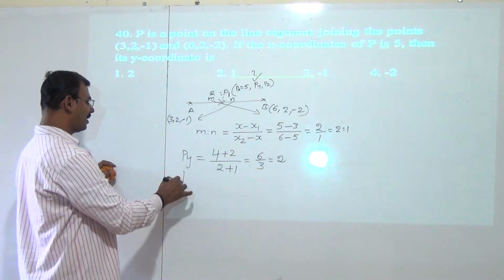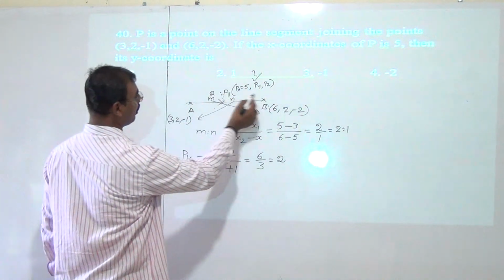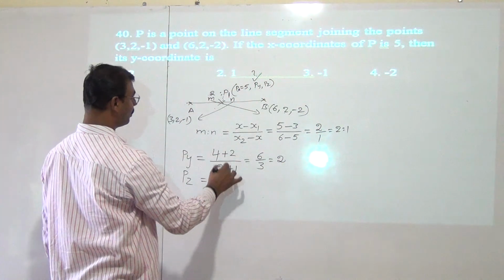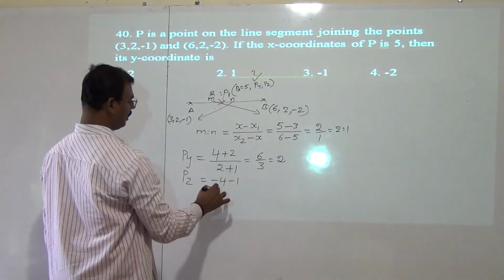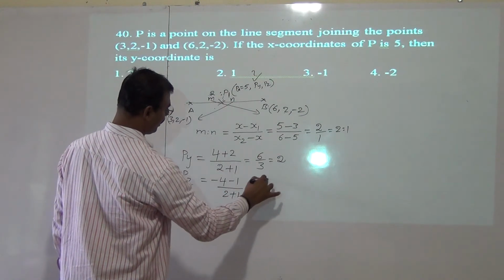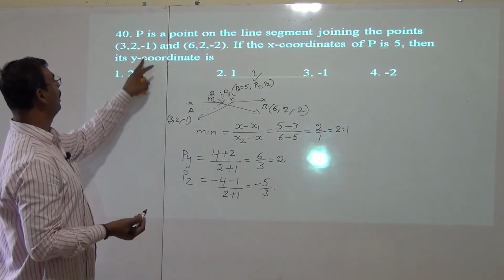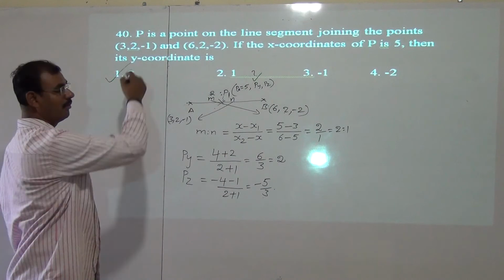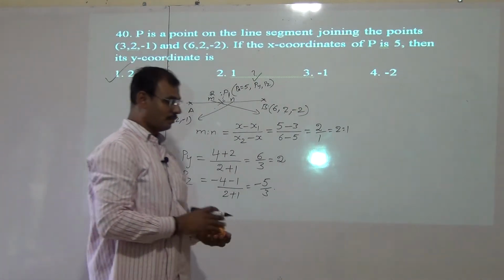If you want the z coordinate, Pz, apply the same formula. 2 into minus 2, minus 4, plus 1 into minus 1, minus 1, divided by 2 plus 1, is equal to minus 5 divided by 3. In this problem, he has asked only the y coordinate, so the answer will be the first option. Okay? Next problem.